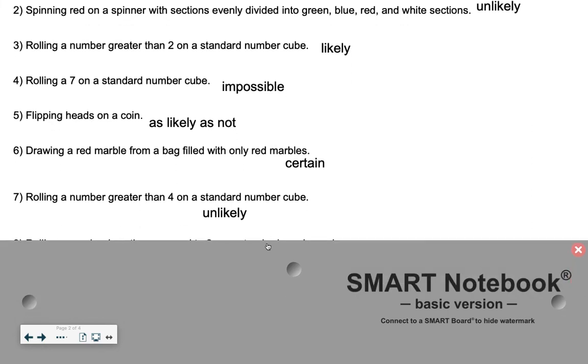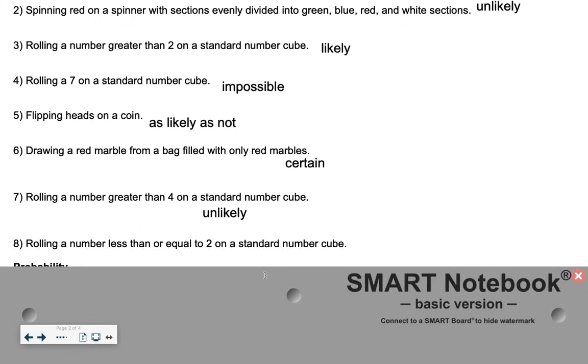All right, number 8, rolling a number less than or equal to 2 on a standard number cube. So less than or equal to 2. That would be a 1 or a 2. So this actually has the same probability that we just had in number 7. So our only outcomes would be a 1 or a 2. So again, that would be 2 out of 6, and 2 out of 6 is less than 1/2. So again, that would be unlikely.